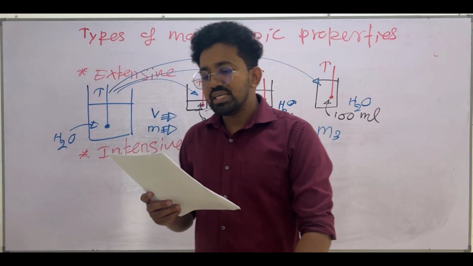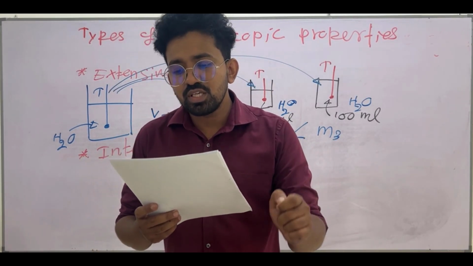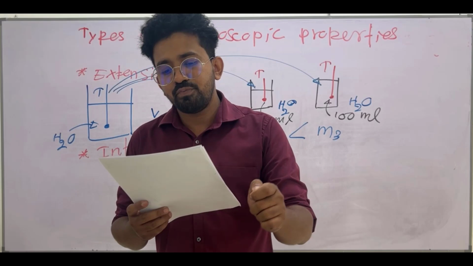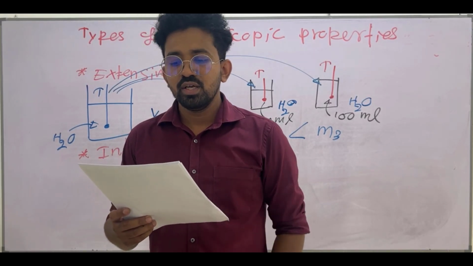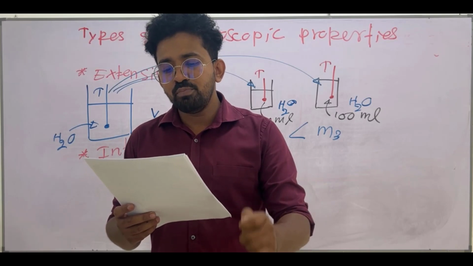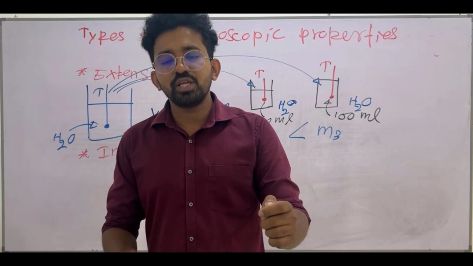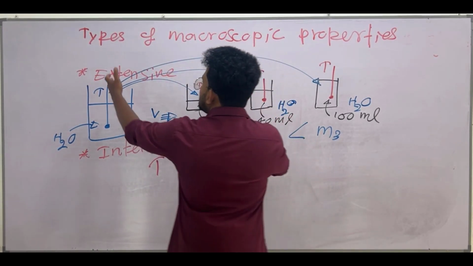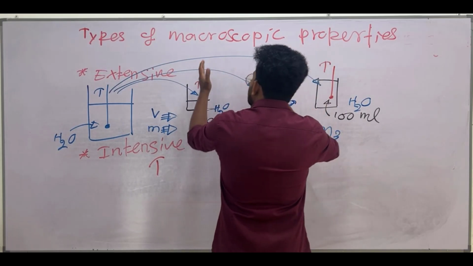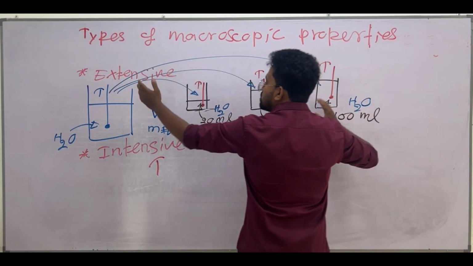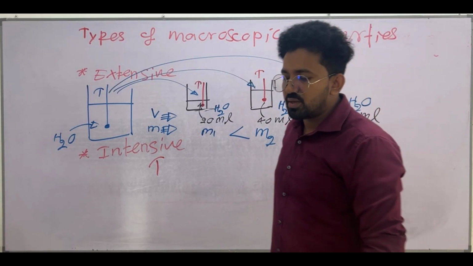If we move to the intensive properties, they do not depend on the size or the amount of matter. Examples: temperature, density, boiling point, color. If you divide the system, these properties stay the same. So here the temperature remains constant. We divide that, and the temperature remains constant. So temperature is an intensive property. Those are the basic facts.